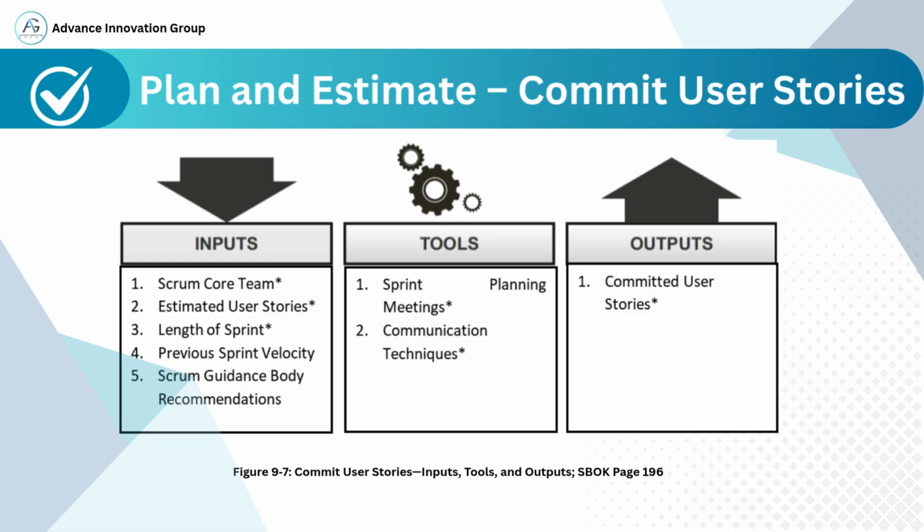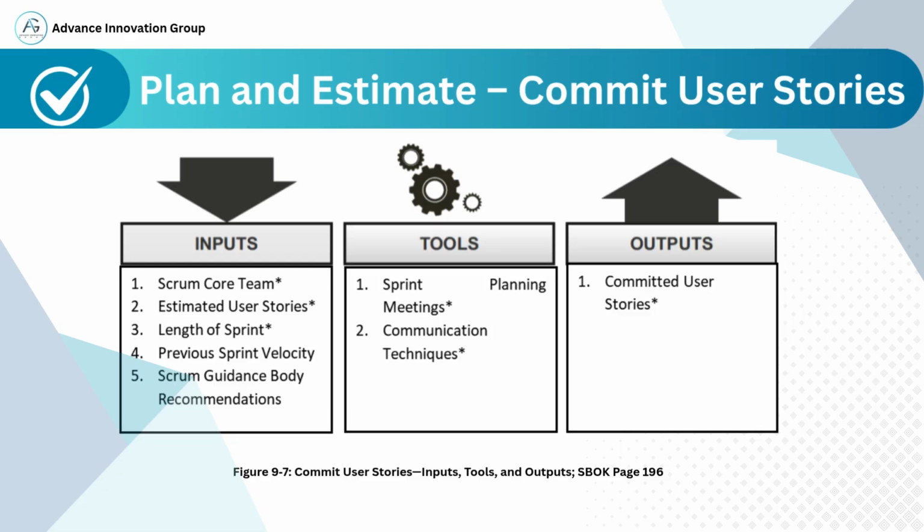Now coming to the tools. The most critical one is the sprint planning meeting, where the Scrum team, guided by the Scrum Master and product owner, select stories based on their capacity. Effective communication techniques are key here to ensure transparency, alignment, and commitment across the team.